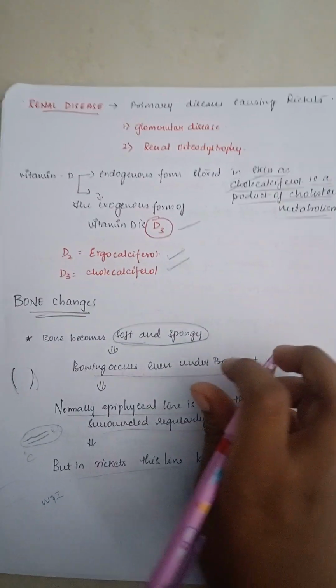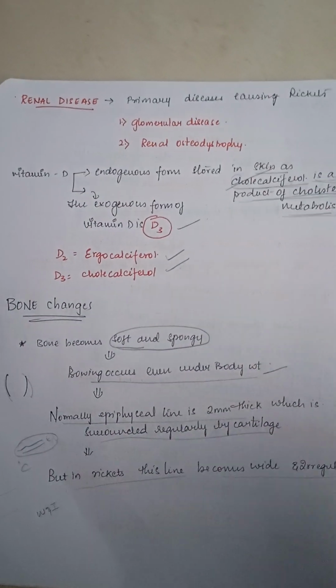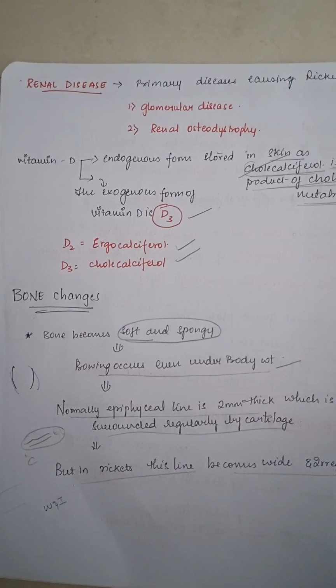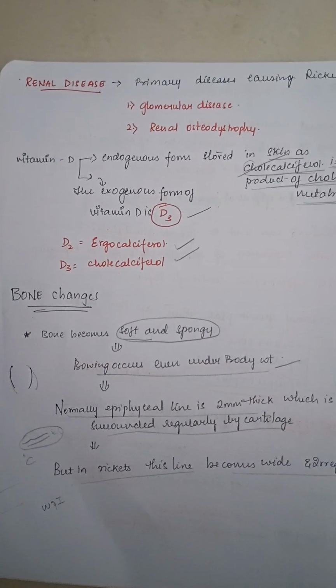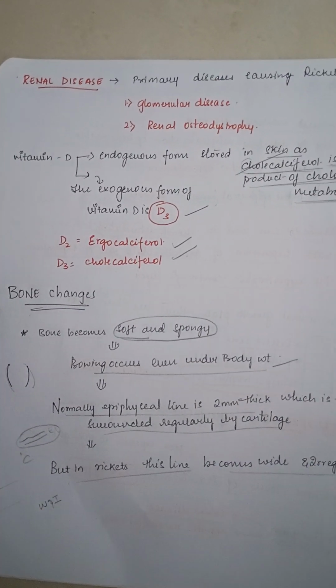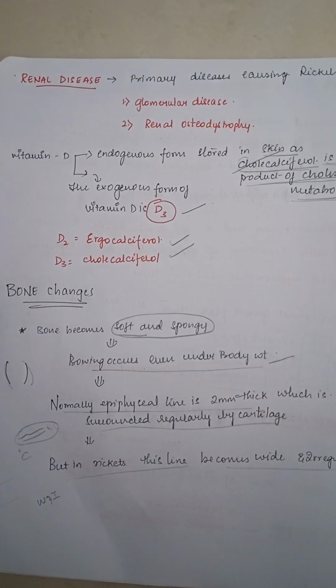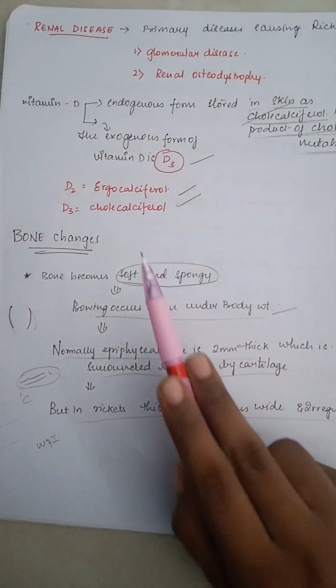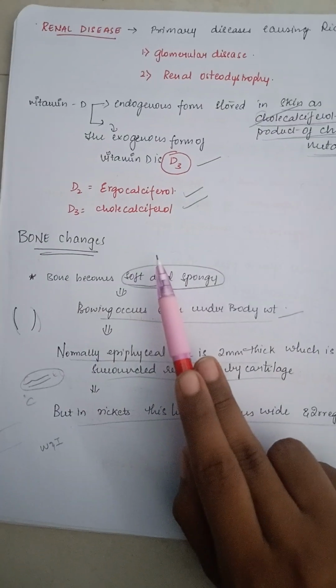We have already covered the causes. In causes, you have to remember the important points: it is mainly due to defective intake of calcium and vitamin D, and poor exposure to sunlight. It is also associated with malabsorption like celiac disease and renal diseases. So let's learn about the bone changes.